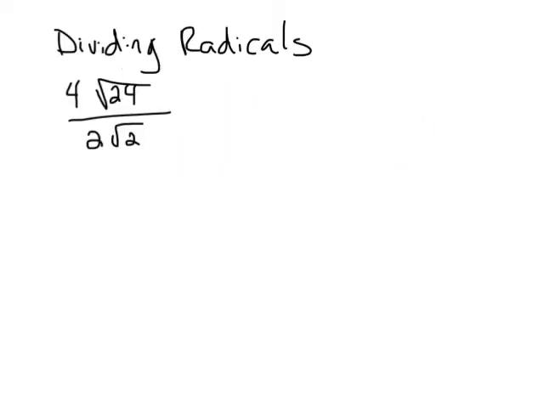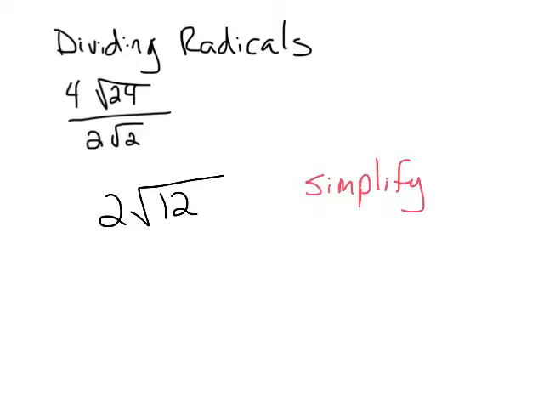If I'm going to divide radicals, I still divide the coefficients and I divide the radicands. We keep them separate. So if I'm going to divide, I have 4 divided by 2 on my coefficients, which gives me a 2. And then under the radical symbol, 24 divided by 2 is 12. Once you divide, you still have to simplify. We always simplify our radicals down to the lowest term.